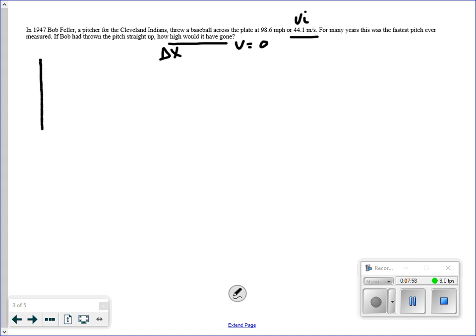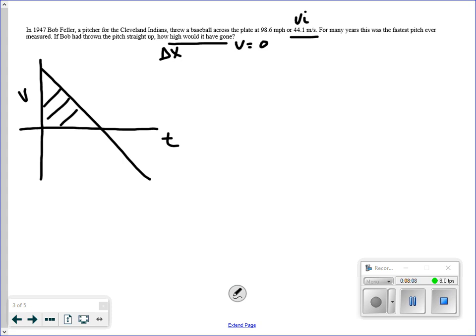So again, this velocity time graph is going to look very much like the last question, right? We're starting here, and it's going to go to the peak of flight and then turn around and come back. And again, we want to know how high it goes.